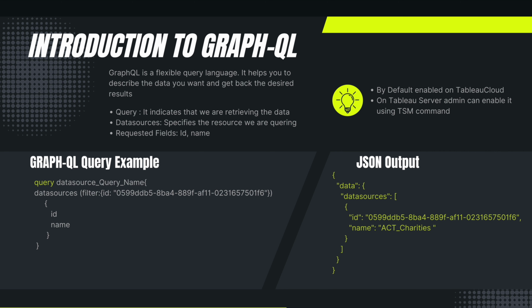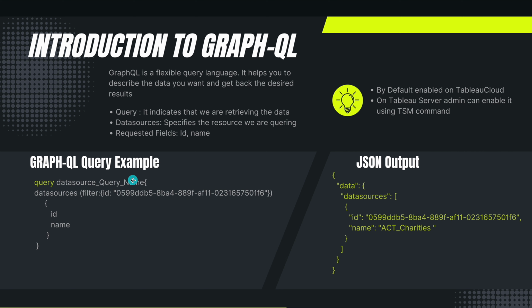Now, if you look at this example of a GraphQL query, there are multiple sections. The first section, which is highlighted in green, is query. Well, it indicates that we are retrieving the data. So think of it as a select query, right, where you are trying to extract the information. So if you want to extract the information from Metadata API, you have to write query here.